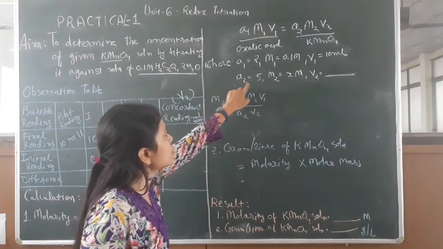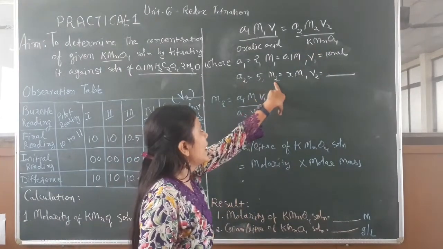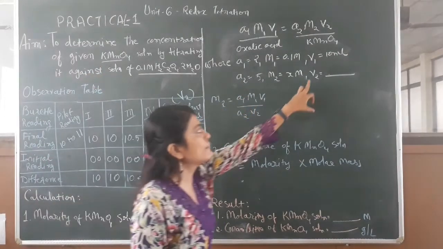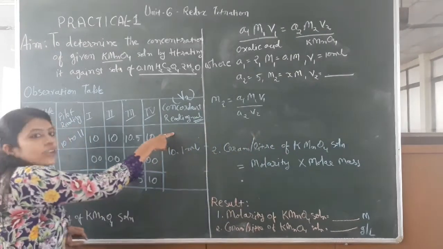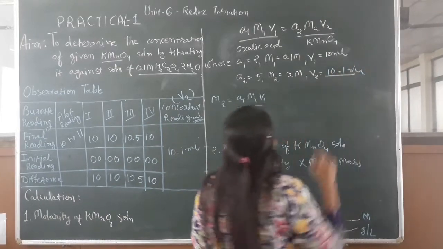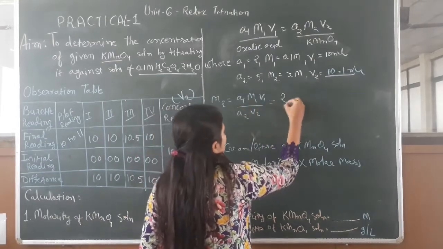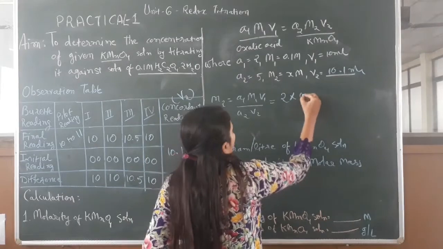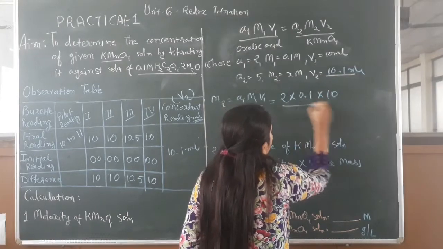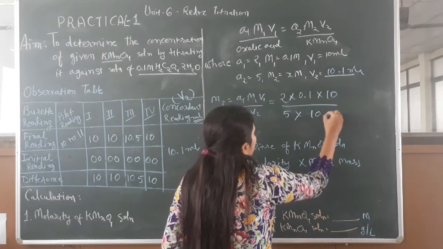Then next, A2 is equal to 5 because KMnO4 has 5 electrons. M2 is equal to X molar because we have to find out the molarity of X. Then V2: here our last reading is V2, 10.1 ml. Then we will go further. What is A1? 2. What is M1? 0.1. What is V1? 10, divided by A2 is equal to 5, V2 is equal to 10.1.